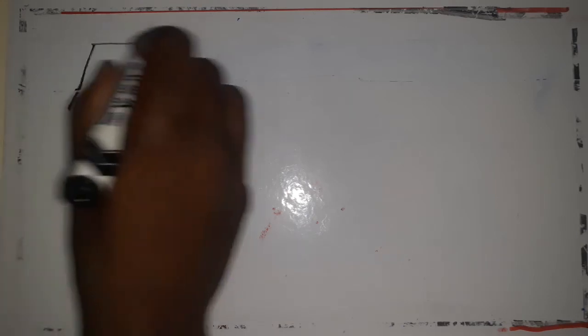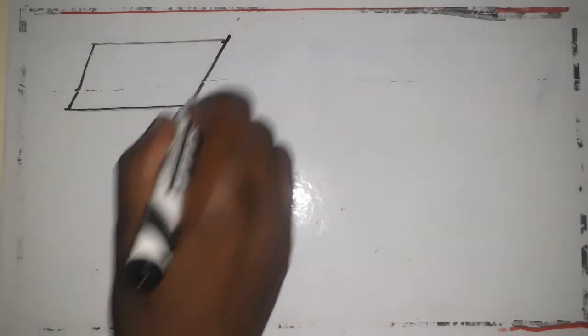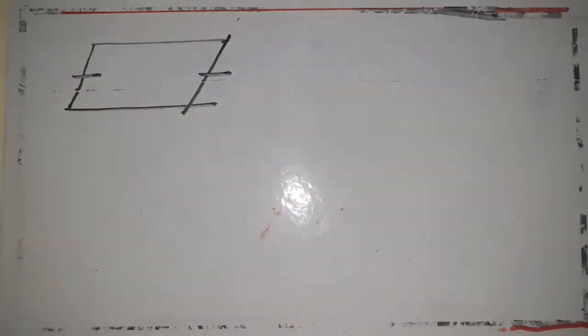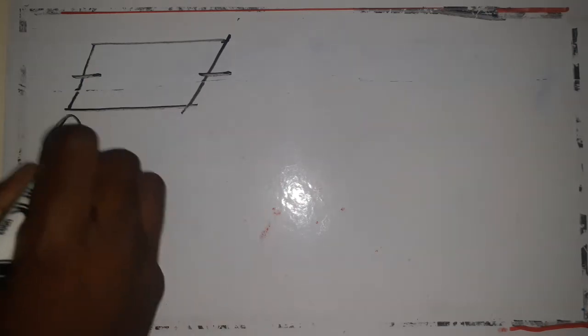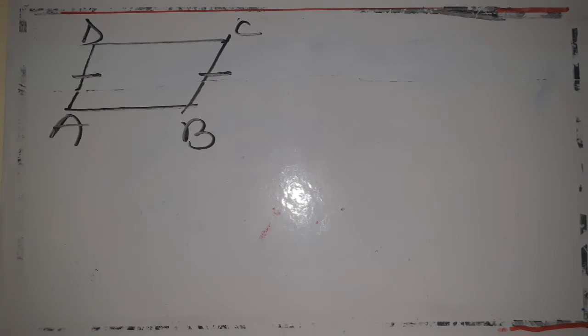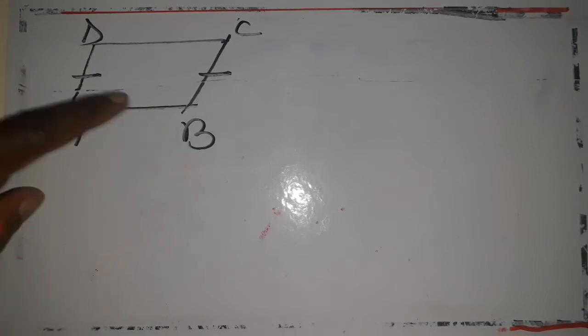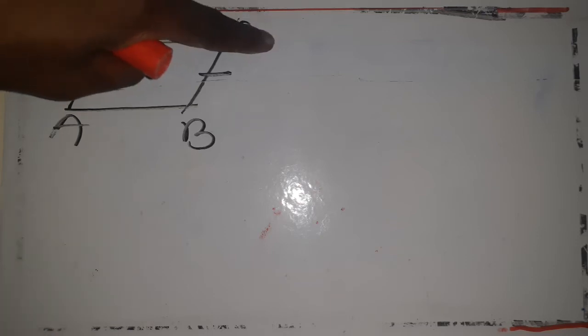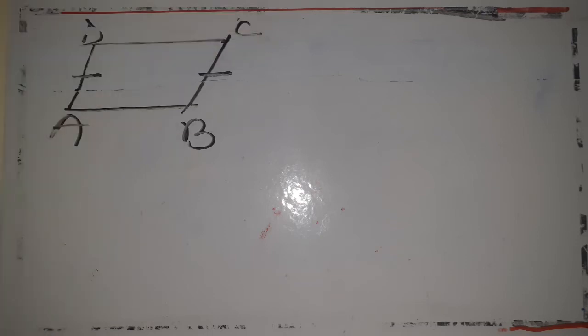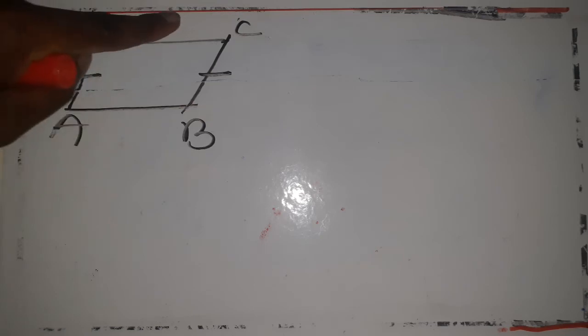In a parallelogram, you should know that this side is equal to this side. So if they have given you the measurement, for instance, that AB is equal to 10 centimeters, you should know that DC is also 10 centimeters, because they will not give you this one.